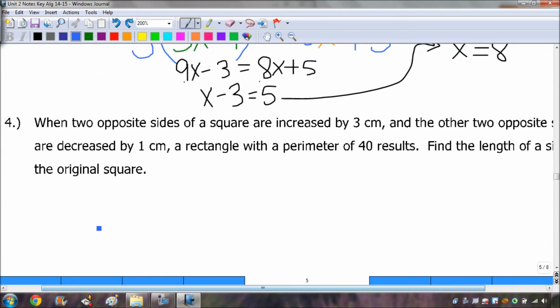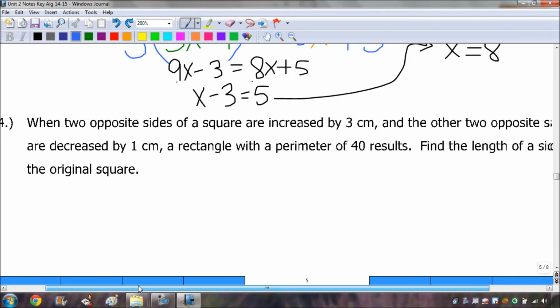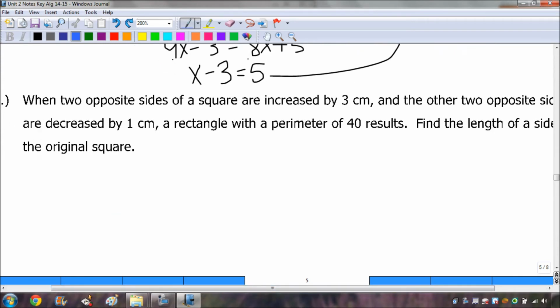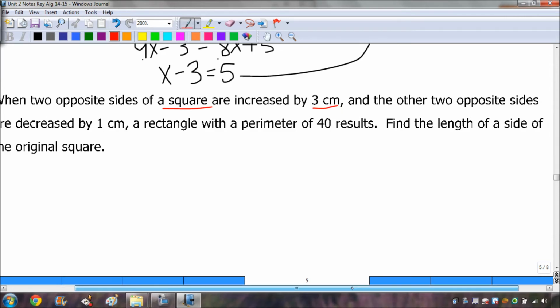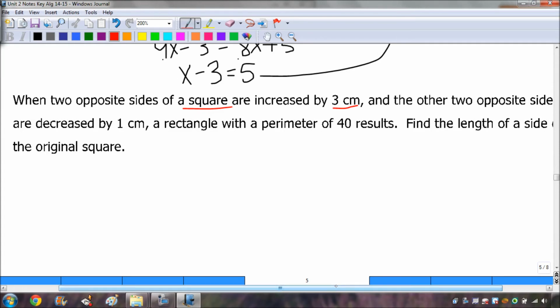Number 4 is really tricky, so please make sure you guys are paying attention. When two opposite sides of a square are increased by 3 centimeters, okay, and the other two opposite sides are decreased by 1, a rectangle with a perimeter of 40 results. Find the length of the side of the original square.